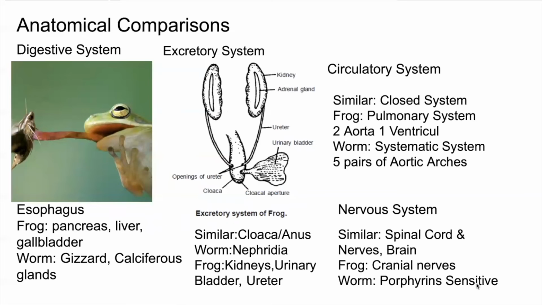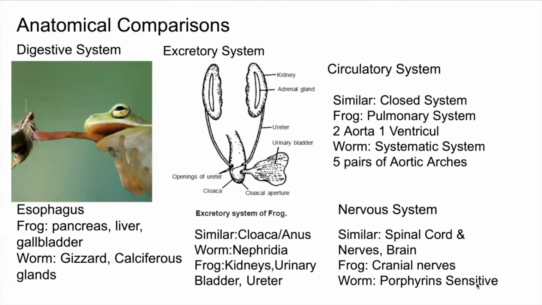The frog's digestive system is unique as it contains specialized organs such as the liver, pancreas, and gallbladder, each functioning to support the frog's diverse intake of food such as spiders, snails, worms, and tiny insects. The earthworm has fewer organs, such as the gizzard and calciferous glands, due to its primary food intake of soil nutrients.